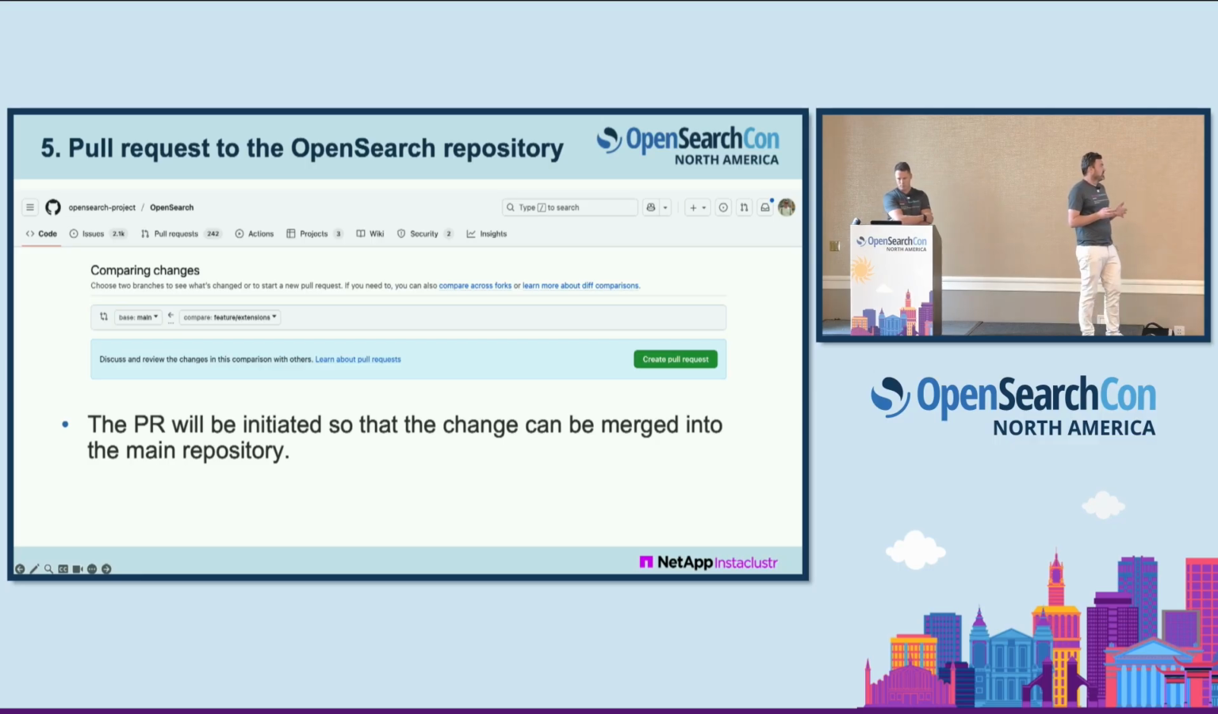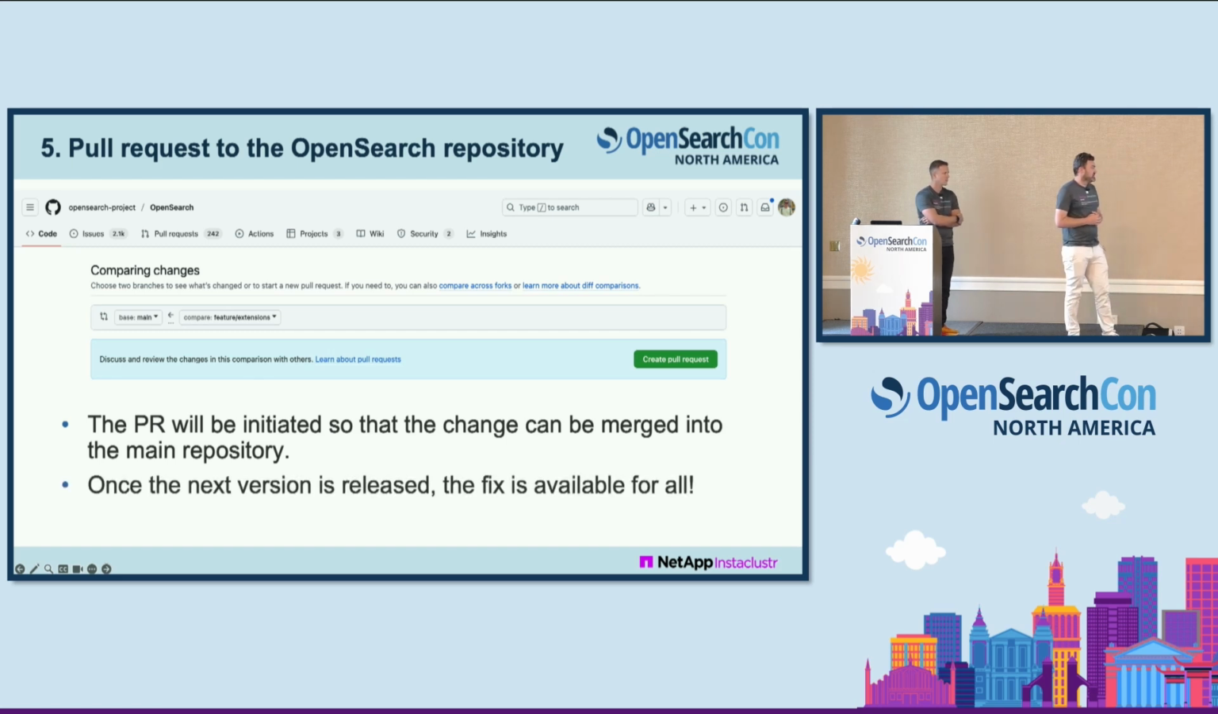Then we'll make it so that the pull request goes into the OpenSearch repository. Munir, our engineer, will be working on this, and the PR will be initiated so that the change can then be merged once it's been approved. And once that next version is released, everyone can benefit from this fix. So it's a really good thing to do.